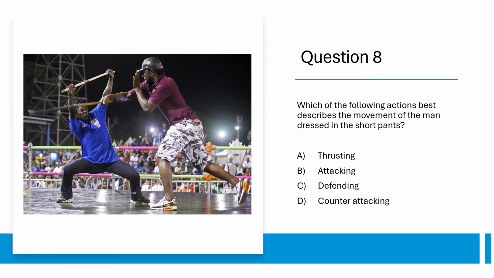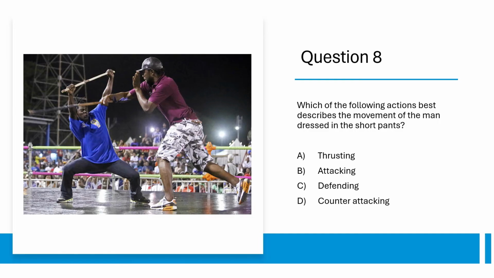Question 8. Which of the following actions best describes the movement of the man dressed in the short pants? A, is it thrusting? B, is it attacking? C, is it defending? Or D, is it counter-attacking? Now, if you look at the stance of the gentleman, notice the one in the shorts. This is the one that is being spoken about. So you realize that he's doing what?